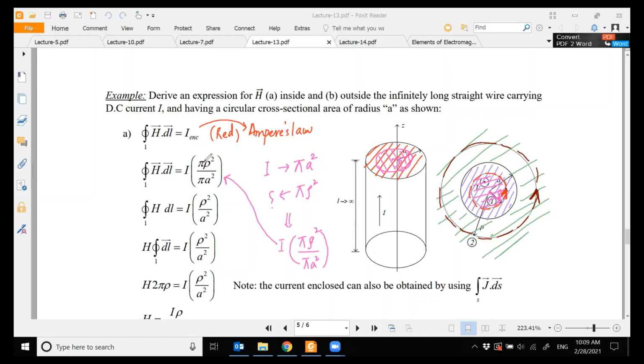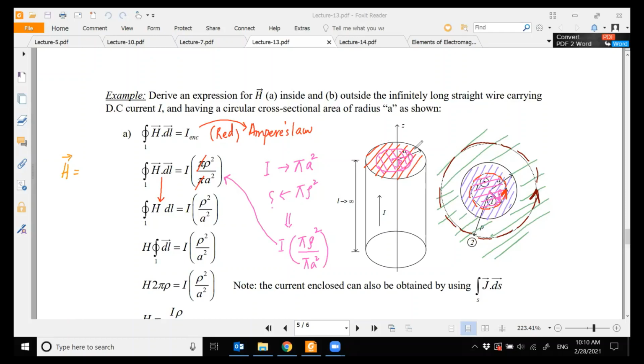Okay. So then pi and pi cancels. So the closed line integral of H bar dot dl bar is I times rho square over a square. Now this dot product is converted into just mere multiplication. Why mere multiplication? Again, this is from our experience. So what is our experience here? What will your magnetic field be here?